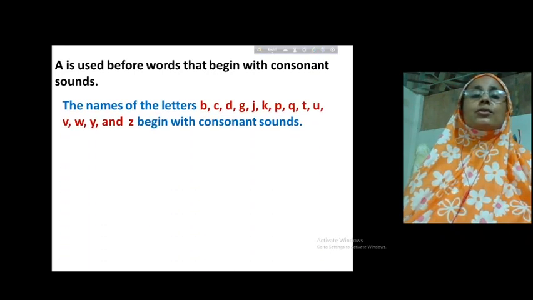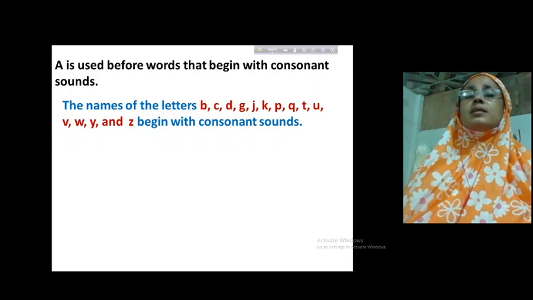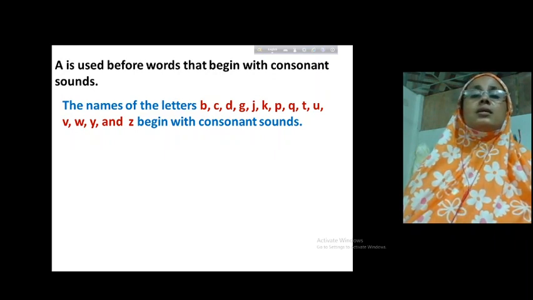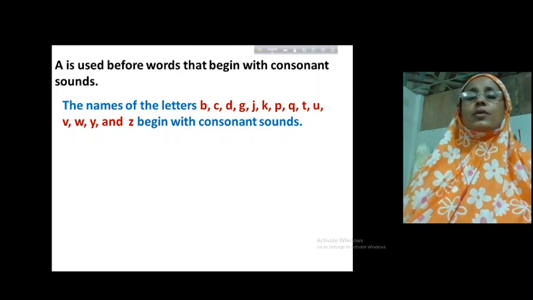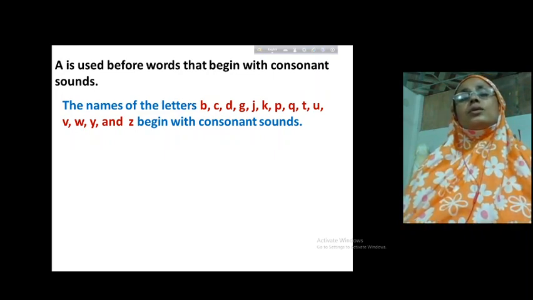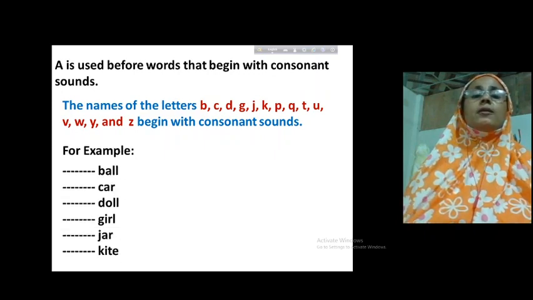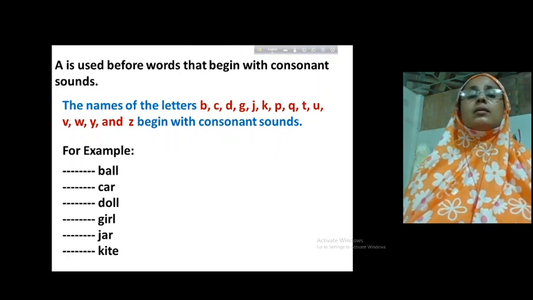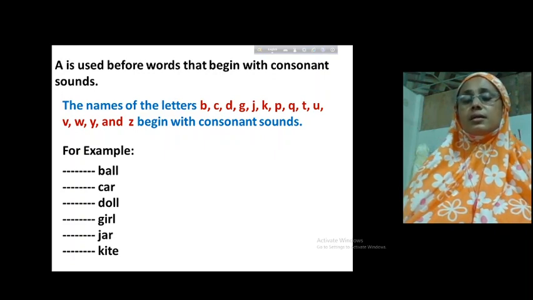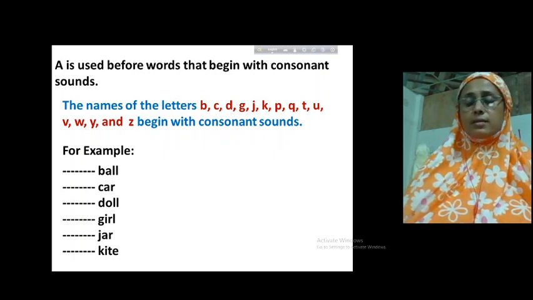And A is used before words that begin with a consonant sound. The names of the letters B, C, D, G, J, K, P, Q, T, U, V, W, Y, and Z begin with consonant sounds. So what do we do? We use A before the consonant sounds. For example, a bull, a car, a doll, a girl, a jar, a kite.